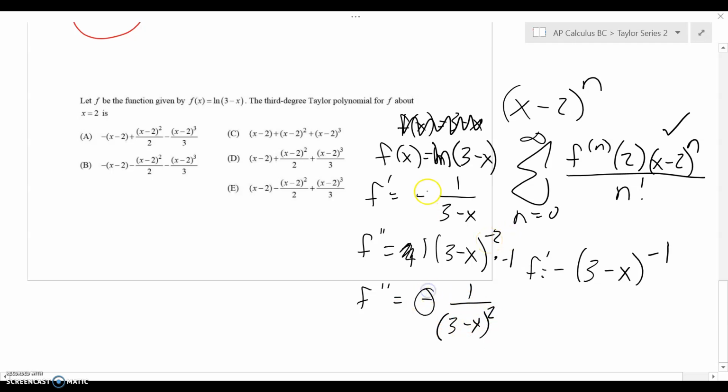And I can see right away that I've got this trend going on where my derivatives are negative. And that's going to keep happening because I'm going to multiply by this negative power, and then I'm going to do the derivative of the inside. So my derivatives are going to keep being negative values. And I'm going to evaluate them all at 2. So I'm going to plug in a 2. Well, the ln of 3 minus 2, or the ln of 1, is 0.